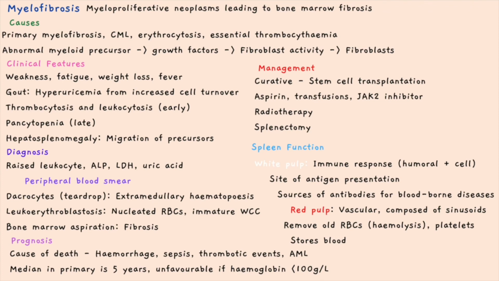Causes of death include hemorrhage, sepsis, thrombotic events, and if they happen to develop acute myeloid leukemia. Hemorrhage can occur late stage due to the lack of platelets. Sepsis, as you're more prone to infection in the late stage with reduced neutrophils, reduced leukocytes, and thrombotic events in an early stage where you have increased platelets and thrombocytosis.